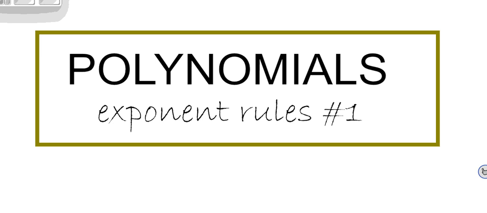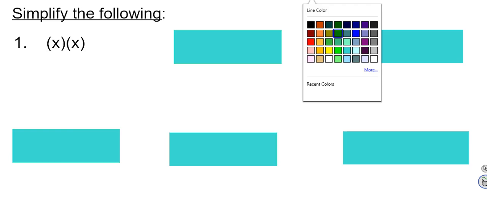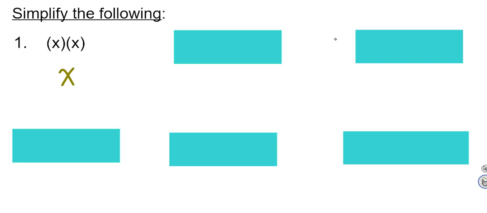Okay, here we go. We're doing polynomials, exponent rules number 1. And we're going to start with something we already know. We know that x times x is x squared. So we're going to build on that. We've distributed before. We know x times x is x squared. So let's go ahead and see.